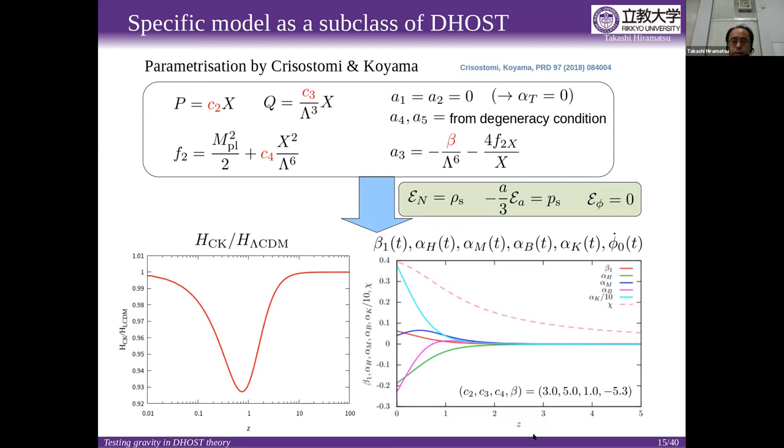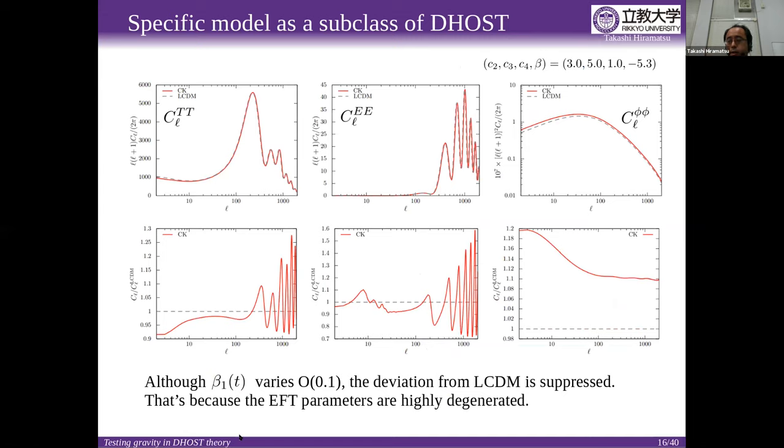Actually, the horizontal axis is redshift, and the vertical axis is these EFT parameters described by these arbitrary functions. And the left panel shows the Hubble parameter normalized by the Hubble parameter in lambda CDM. As you can see, the Hubble parameter in the past time and the present time is the same as the lambda CDM case, but the Hubble parameter deviates from the lambda CDM around z is one. Actually, this is a transition from the matter dominant universe to the dark energy dominant universe.